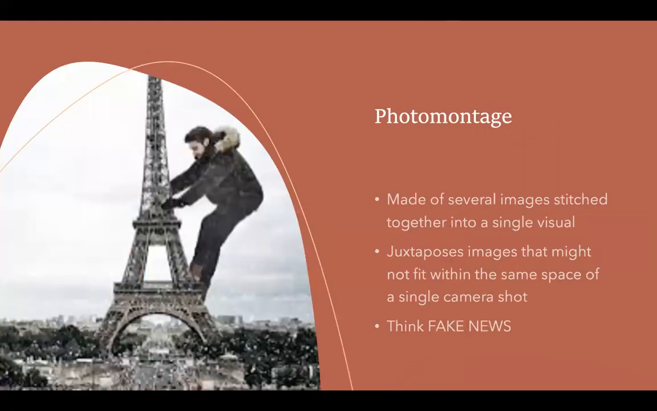A photo montage, you can see in the example there, is made of several images stitched together into a single visual. It juxtaposes images that might not fit within the same space of a single camera shot. So if we look at this photo, we see the Eiffel Tower, and we know that there is no person that big. Clearly, whoever created this photo created a photo montage. They inserted a picture of this man climbing to look like he is climbing up the Eiffel Tower.